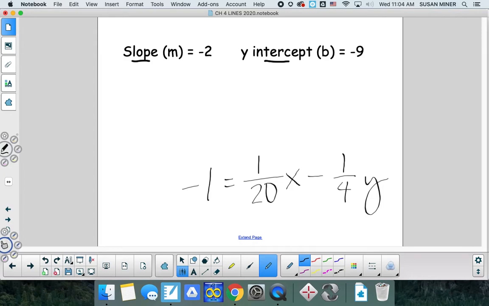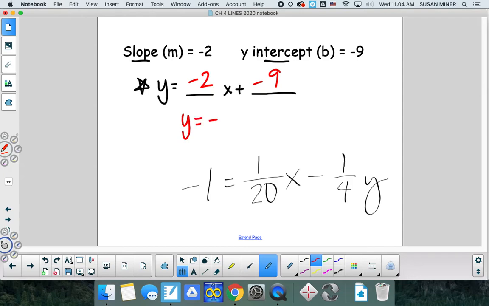Okay, so what if I'm just given my slope and my y-intercept and I just want to write an equation? We'll start out by writing y equals blank x plus blank, right? And fill in the numbers. And this is what I want as my answer every single time. Y equals blank x plus blank. If I'm given a slope, then all I have to do is put the slope in where the slope goes. And if I'm given a y-intercept, I just have to put the y-intercept in where the y-intercept goes. So my equation would be y equals -2x minus 9. And that would be my answer.